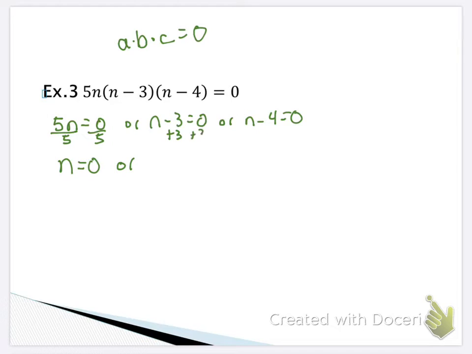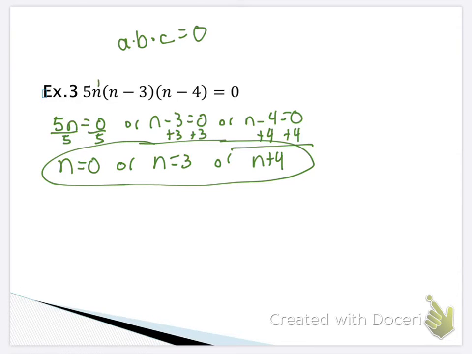Or we want to get n by itself, so we're going to add 3 to both sides in our second problem. n equals positive 3. Let me not circle it. Or we have a minus 4. To get the n by itself, we're going to add 4. So here you have 3 solutions that would have satisfied this. The 0 going in right here would have created 0 times different numbers. The 3 would have created a 0 here, or the 4 created a 0 here. I noticed I put a plus sign. I apologize for that. Let me change that to an equal.